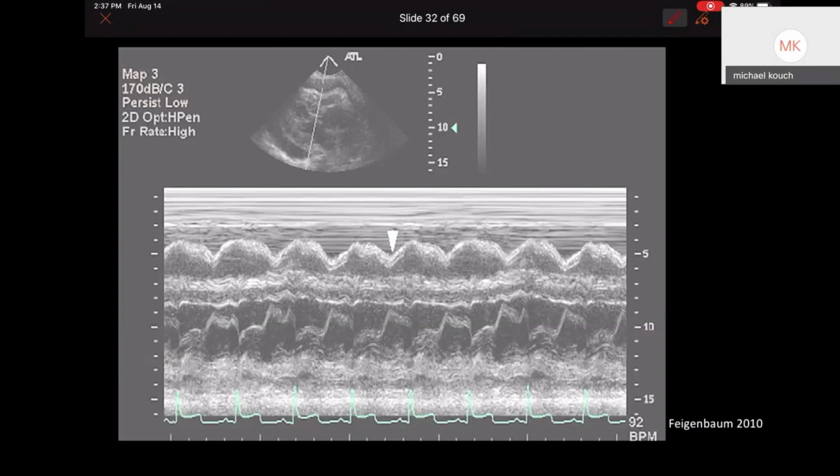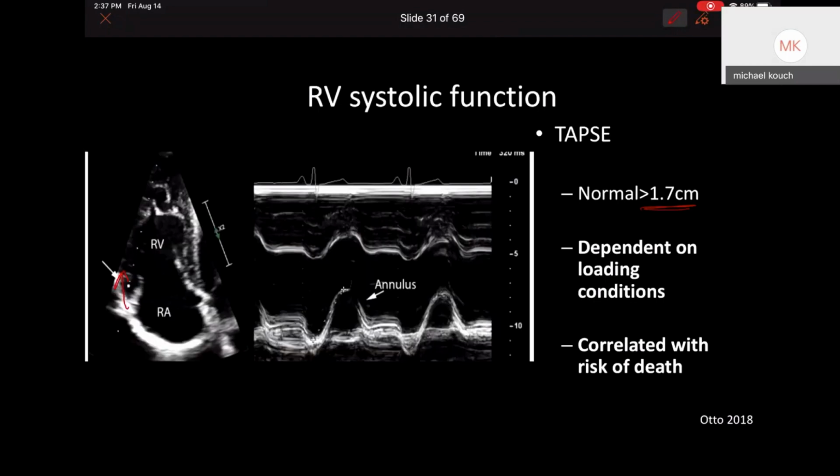And you get that by putting the M mode through, so you get an apical four-chamber view. And then you go to the lateral wall of your right ventricle, and you put your M mode through here to get right at the annulus of the tricuspid valve. Okay. And then you're seeing how far this is moving upwards or downwards. And then you can see it correlates here. So basically you take your cursor and you measure from the top to the bottom here. And this area here should be 1.7 centimeters or more.